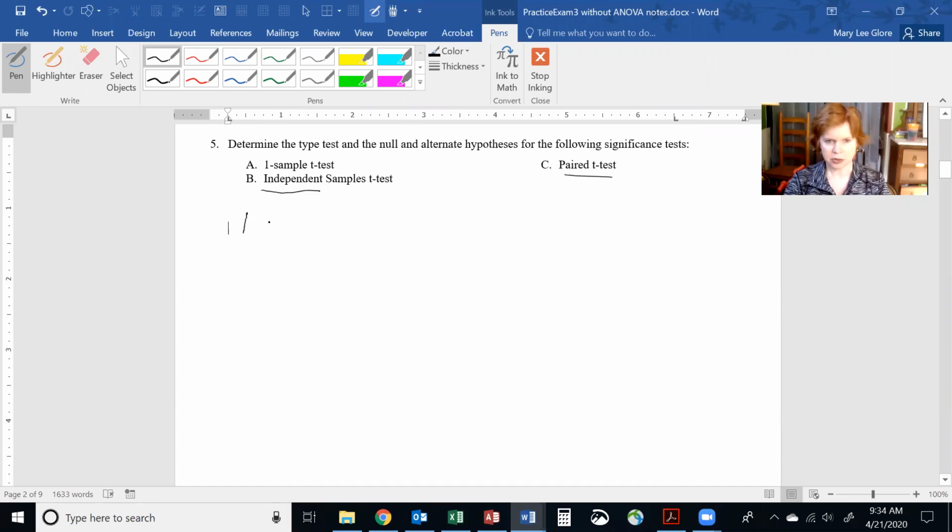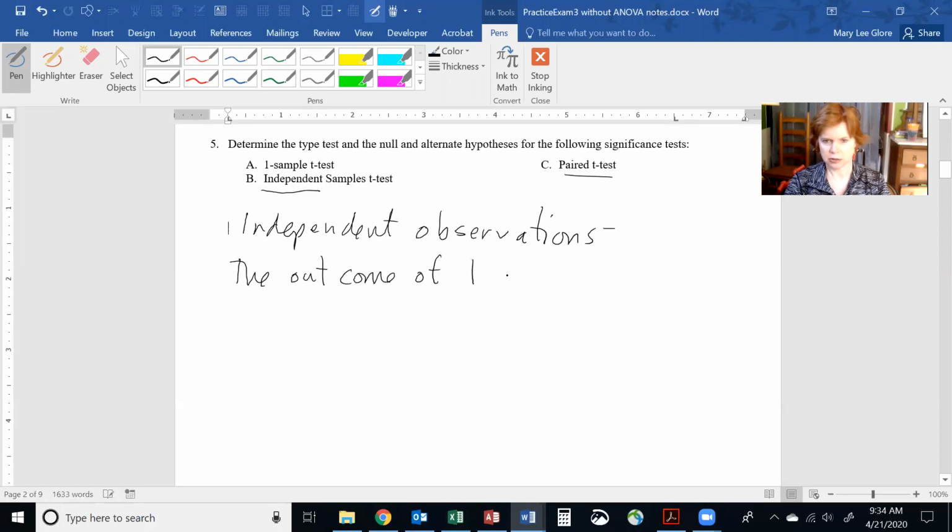All right, so what does independent mean? We've been using that all semester. So independent observations means, this is what it means. All right, the outcome of one observation doesn't affect, and when I say doesn't affect, I mean it doesn't change the probability or the distribution of another observation.